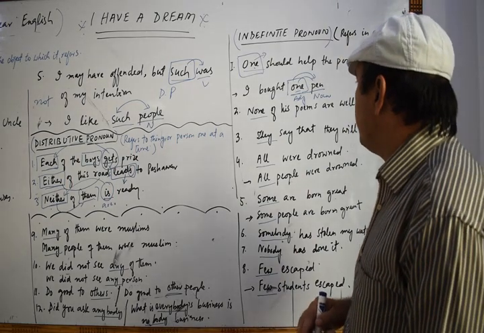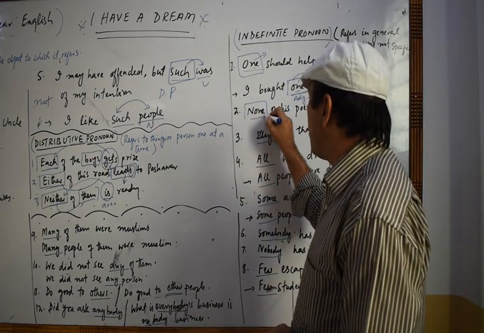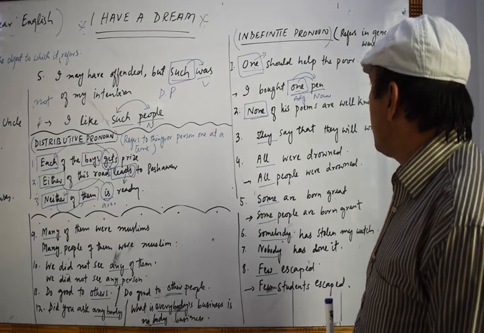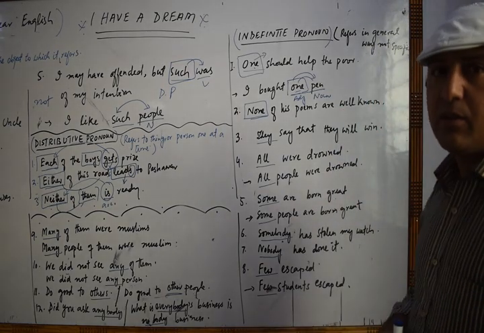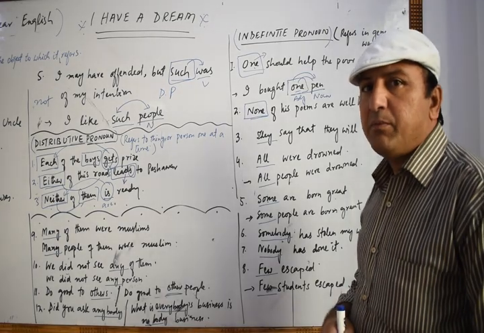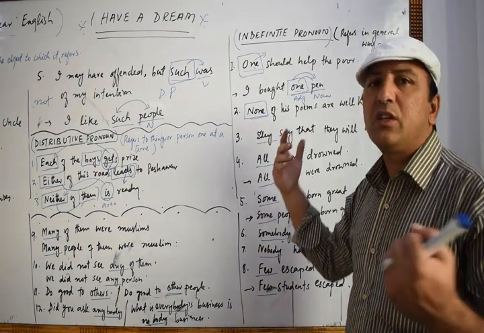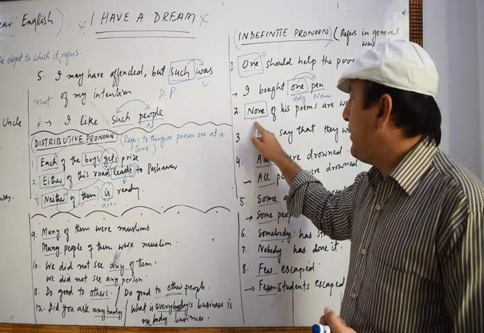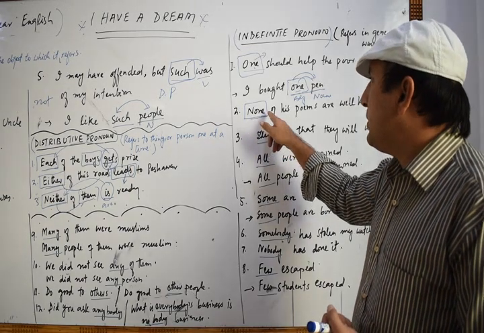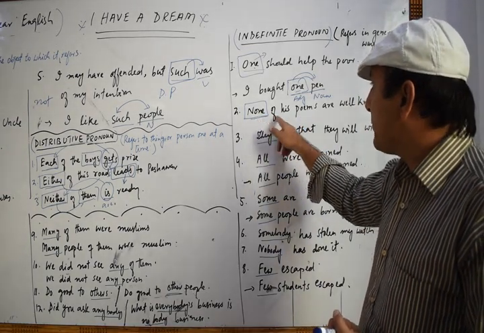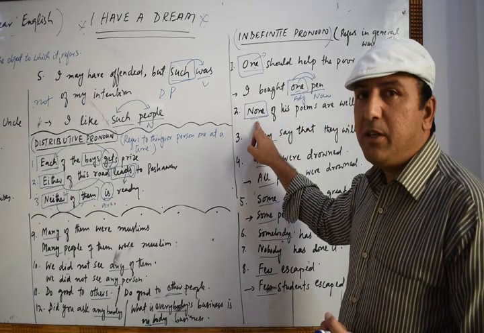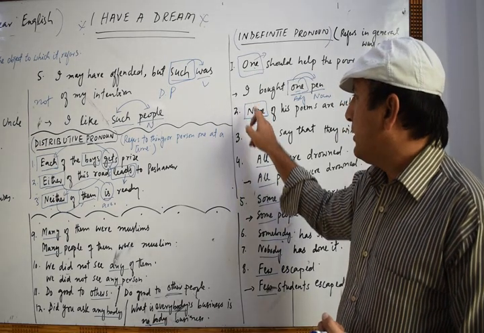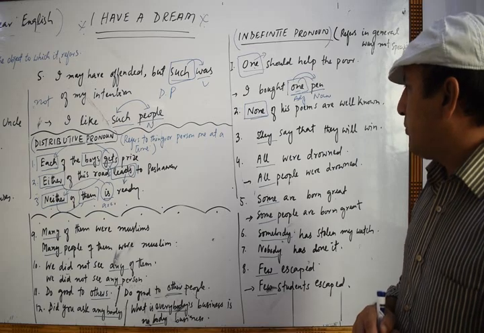Then we have "none of his poems." So "none" is also used in a general way. "None of his poems are well known." None of his poems means none of them is well known. So "none" is used in a general way. We don't have any noun over here; it has replaced the noun, the poems of his poems. So "poems" has been replaced and "none" has been used in a general way. So "none" and "one" are used as indefinite pronouns.